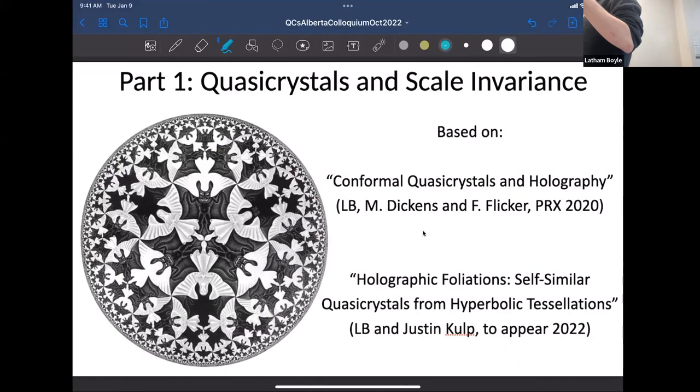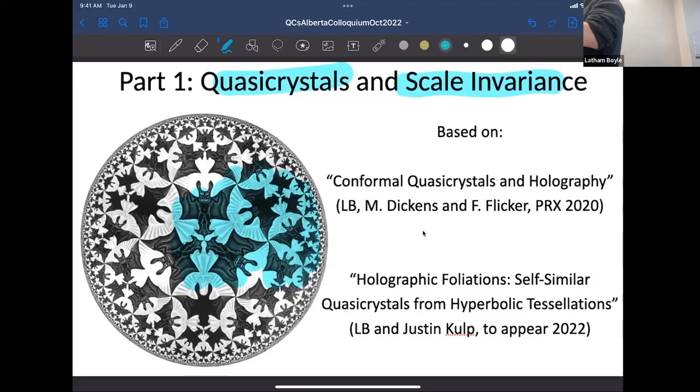So part one: quasicrystals and scale invariance. Okay, so what's the gist here? For the past 20 or 25 years, physicists have been very interested in this idea of holography, which is that there's a duality that has been discovered that relates a theory.